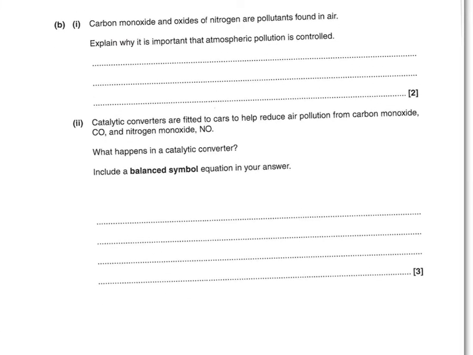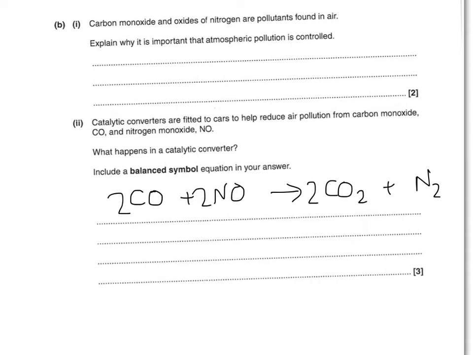Catalytic converters are fitted to cars to help reduce air pollution from carbon monoxide, CO, and nitrogen monoxide, NO. What happens in that catalytic converter? Include a balanced symbol equation in your answer. So here it expects you to know that nitrogen and carbon dioxide are made when these 2 things are combined. So the balanced symbol equation will be carbon monoxide plus nitrogen monoxide, and that will make carbon dioxide and nitrogen. And to balance that, you need 2's in front of all of those.